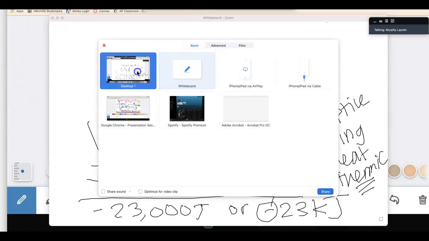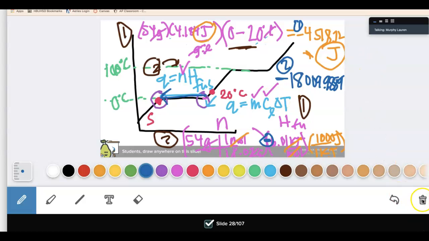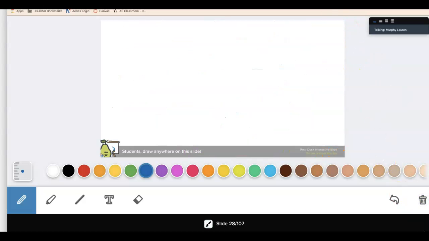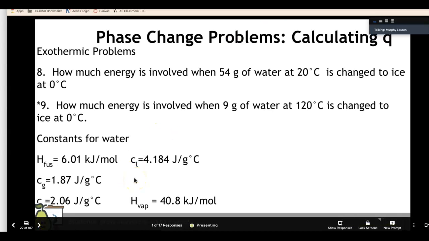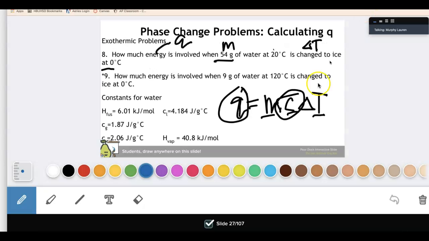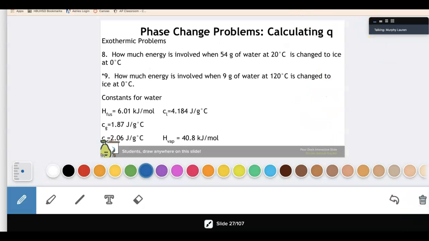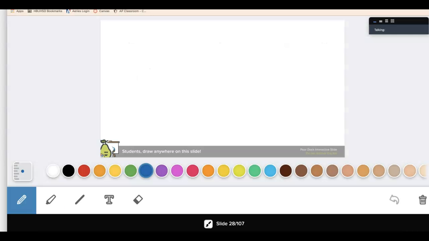So, number 9 is our last exothermic problem. So how much energy, Q, or heat, they could use the word heat here as well, is involved when 9 grams of water, so we're back with water still, which is nice, and water's at 120 degrees Celsius, is changed to ice at 0. Okay, so we're going to go out with a bang. So the first thing you want to do is let's draw our chart.